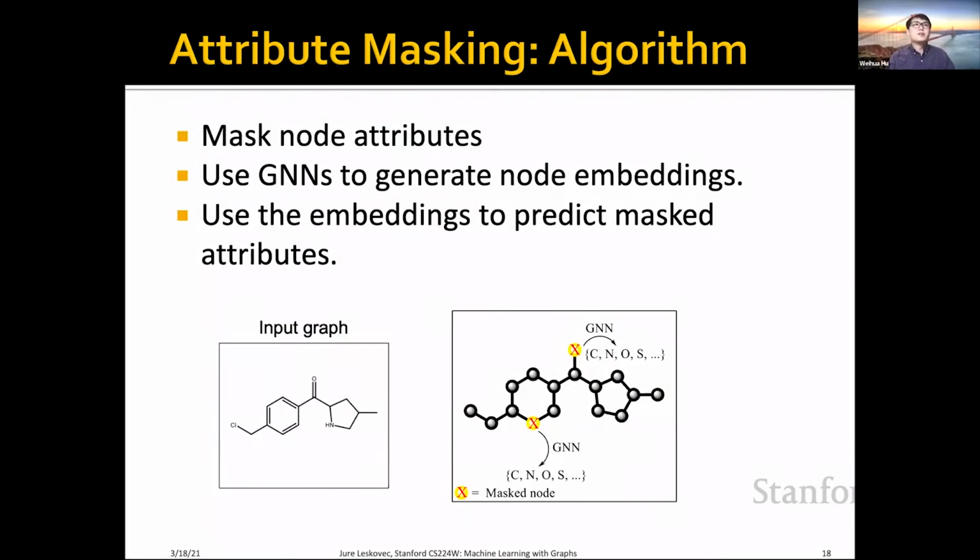Okay, so the first method is the attribute masking. It's a node level pre-training method. The algorithm is quite simple.